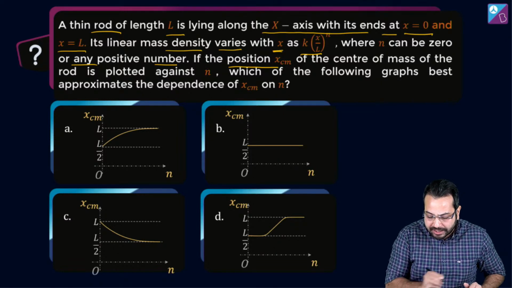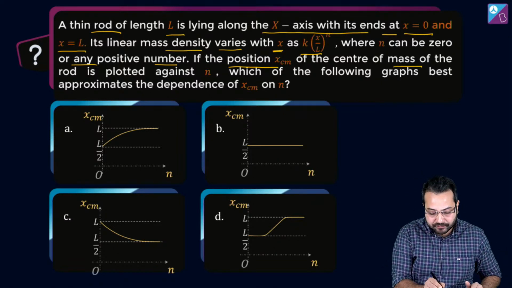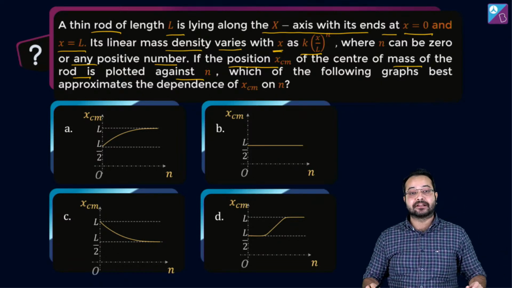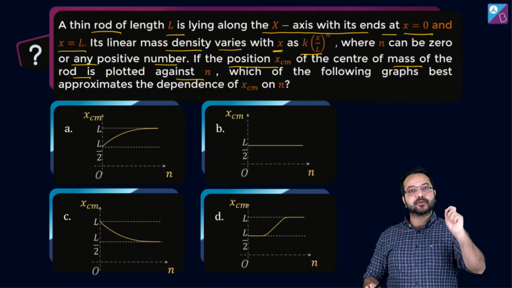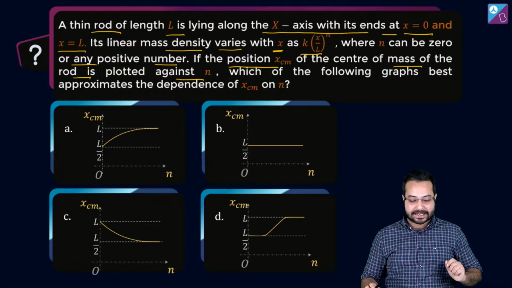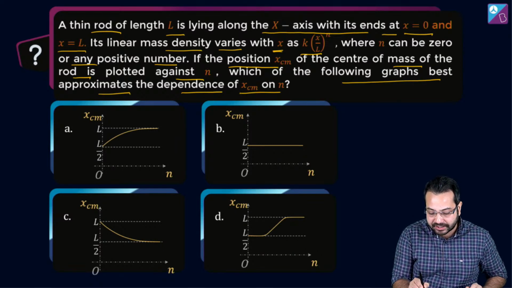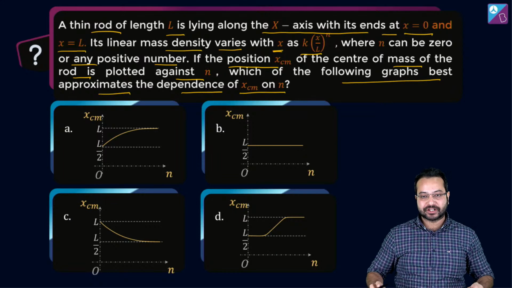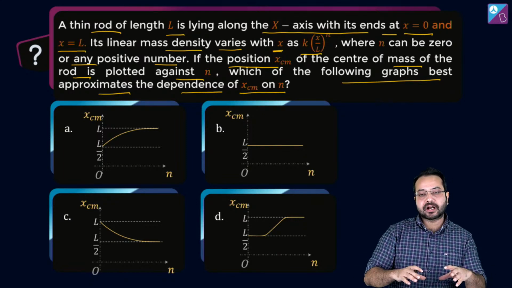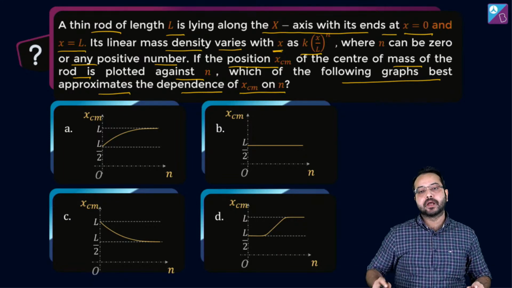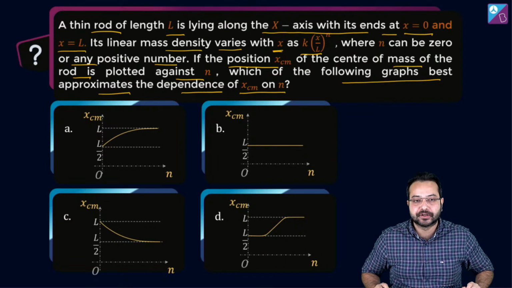Now if the position xcm of the center of mass of the rod is plotted against n, we have to plot the position of the center of mass versus n. Which of the following graphs best approximates the dependence of xcm on n? Okay, so we have to tell which of the graphs shows the correct variation of xcm with n. Is the question clear?